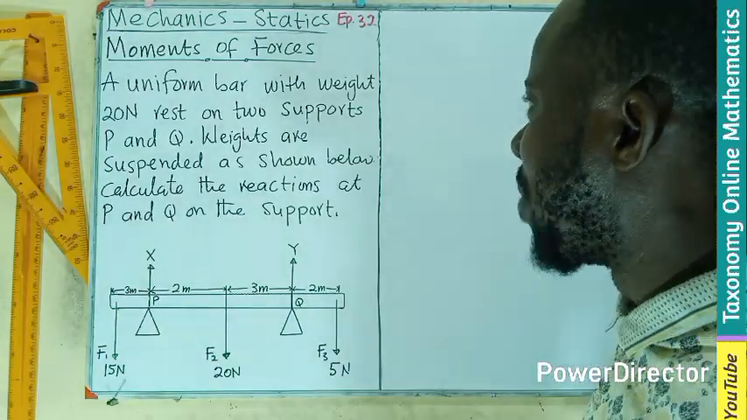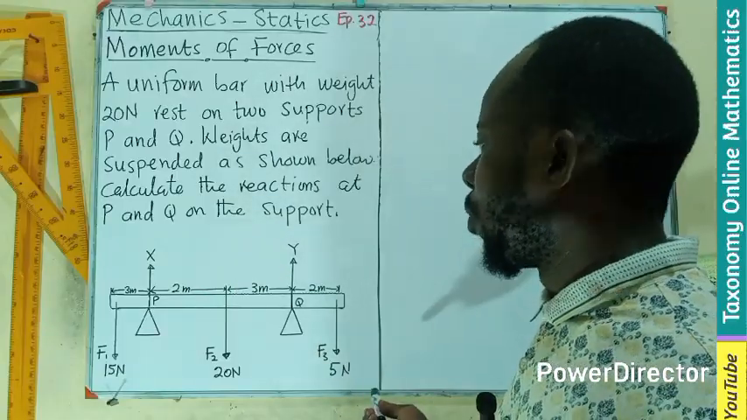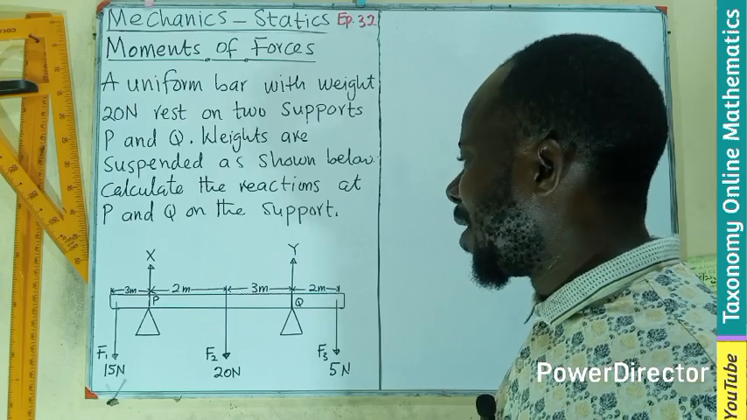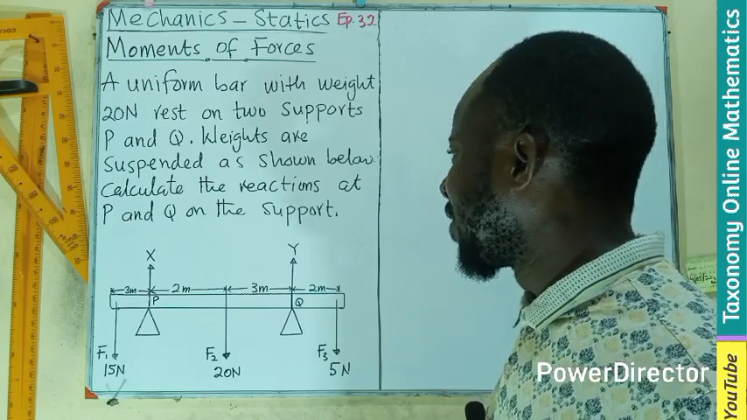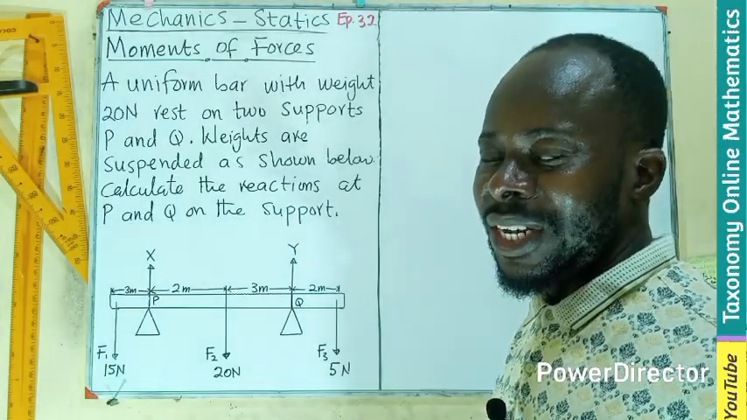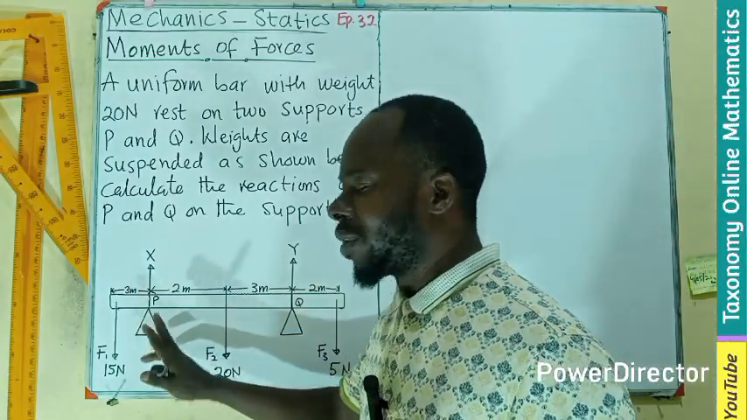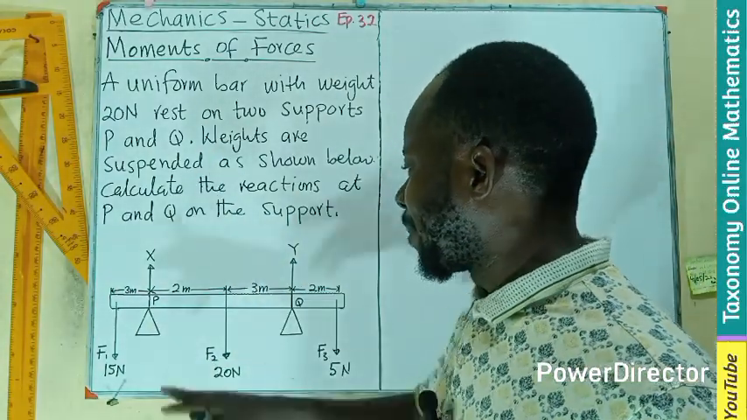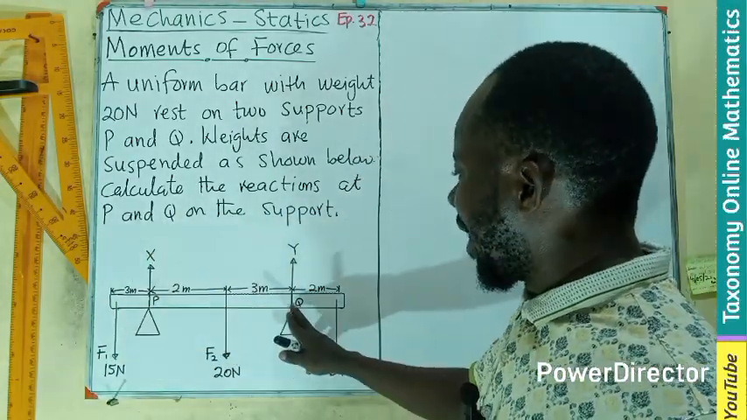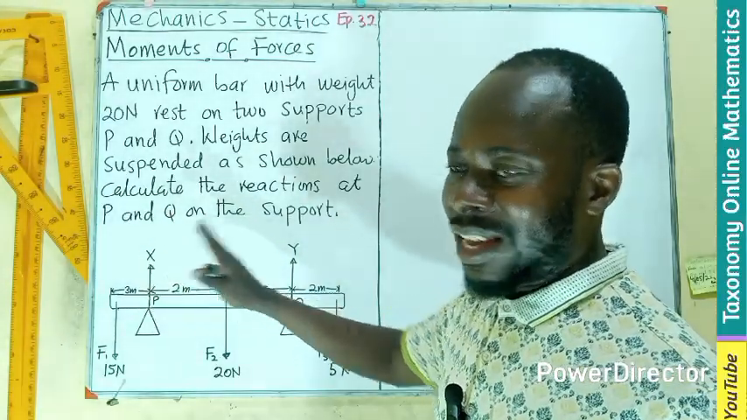So we have a uniform bar with a weight of 20 Newton resting on two supports, P and Q. The weights are suspended as shown below. We are to calculate the reactions at P and Q on the support. What's the reaction? The upward force that the support is exerting on the bar. So this is X, the force that is moving up here, and the force that is moving up here. So we are looking for these two forces, X and Y.